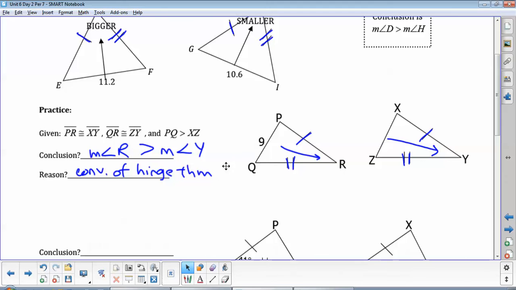To be honest, whether it's the hinge theorem or the converse of the hinge theorem is not particularly important for this unit. What's more important is that you can figure out which angle is going to be larger, and which side is going to be larger.